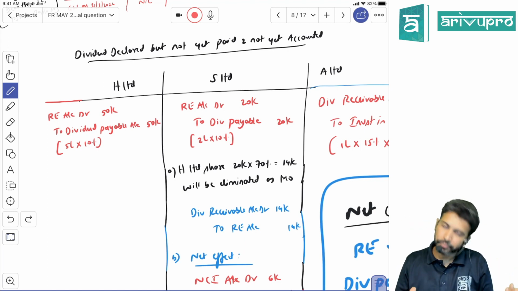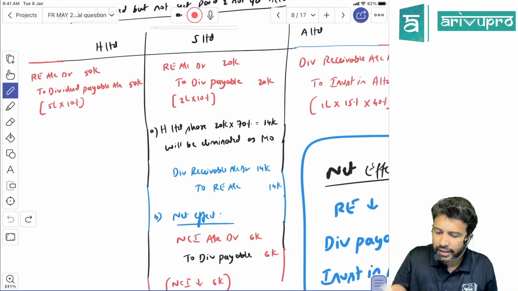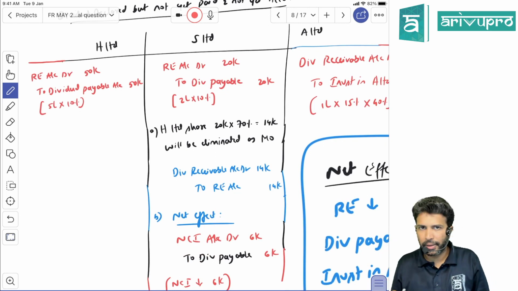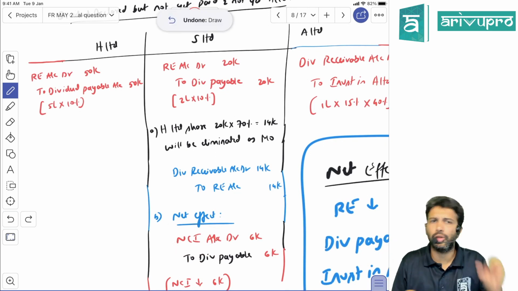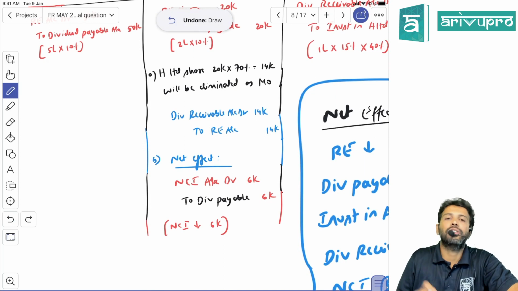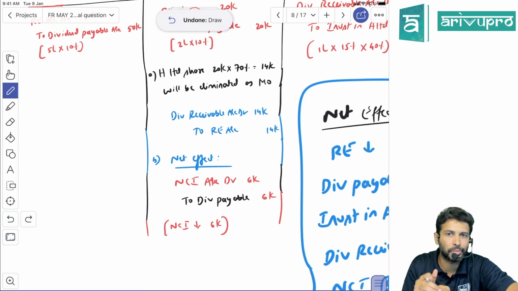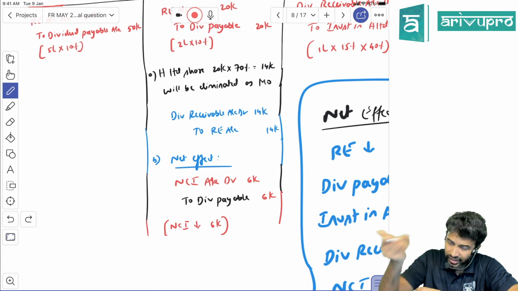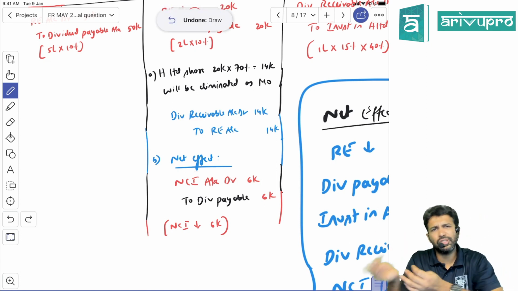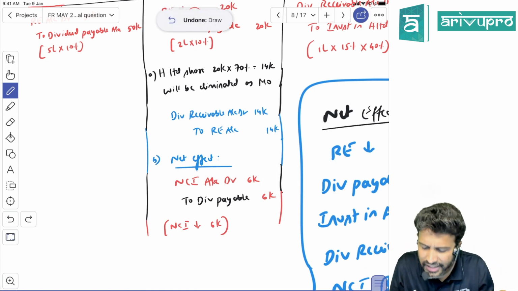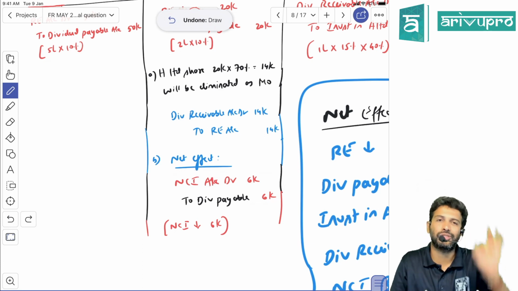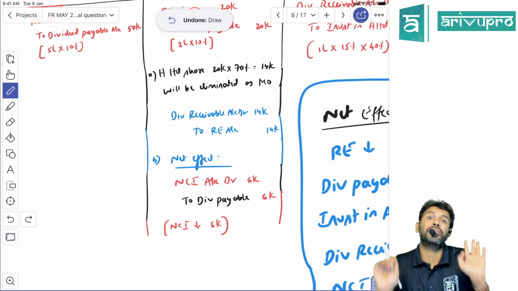So the entry will be what? Instead of writing retained earnings to dividend payable, you can write this is relating to NCI. So NCI account debit, 6,000 rupees to dividend payable. We have done this, pre-acquisition dividend should be reduced from the NCI working note we have studied, right? So that impact directly. Since we have to reduce this from NCI, we'll write NCI account debit to dividend payable 6,000. This is the final impact because of this particular entry.